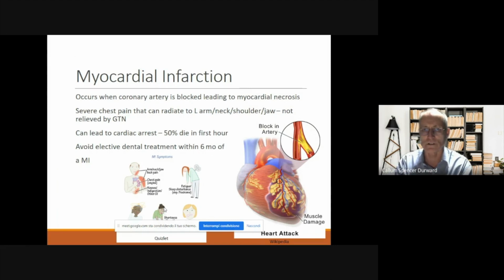Myocardial infarctions occur when the coronary artery is blocked, leading to myocardial necrosis. The patient may experience severe chest pain that can radiate to the left arm, neck, shoulder, and jaw, and it's not relieved by glyceryl trinitrate. This can lead to a cardiac arrest, and in fact 50% of those who have a myocardial infarction die within the first hour. Avoid elective dental treatment within 6 months of the patient having a myocardial infarction.